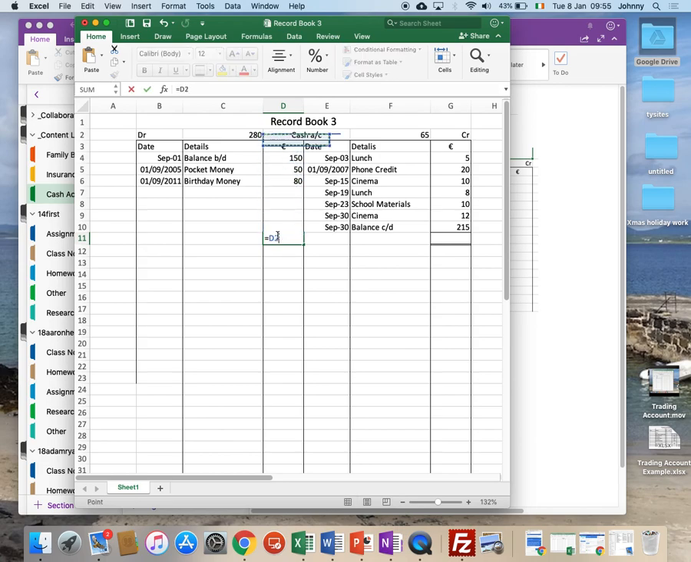And when I added up this side, I got 280. What do I get when I add up this side now? I get the same number. If I add 215, the balance, as well as everything else, I'm going to get 280. Are we okay with that?